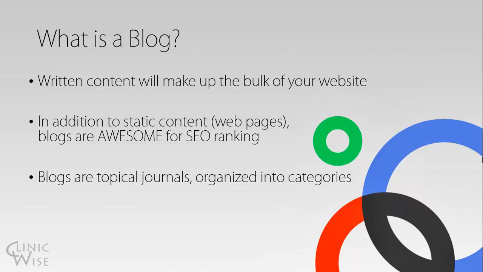At their core, blogs are topical journals, with each article or blog post organized into categories. In the case of a massage therapy clinic's website, the topic would most likely be massage and healthcare related, but you might choose to talk about other topics as well. You might have a category for home care, another for impairments, another for research, and so on, and each one of your articles or pages would fit into one or more of those categories.